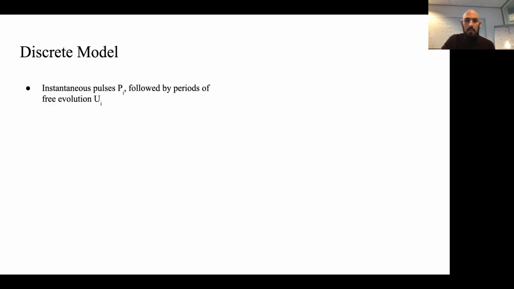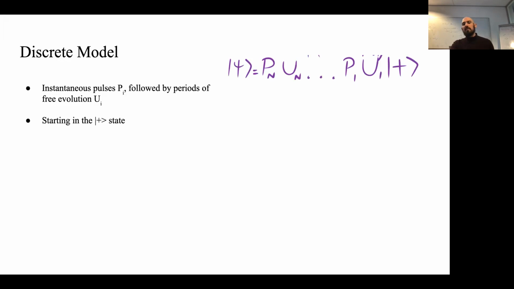Great. So for the next few slides, and something that's useful for the rest of this talk, imagine concretely for a sensing protocol that you have this discrete model. You have instantaneous pulses, Pi, so arbitrary unitary rotations, but they don't depend on the magnetic field, followed by periods of free evolution, Ui, which obviously do depend on the magnetic field because they're free evolution. What I mean concretely is that you have a state that starts in plus, and then you have these iterated Uis and Pis.